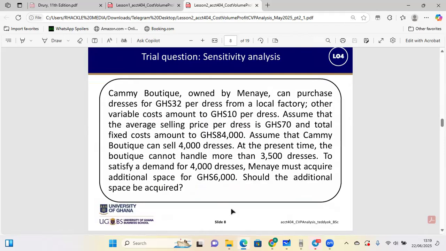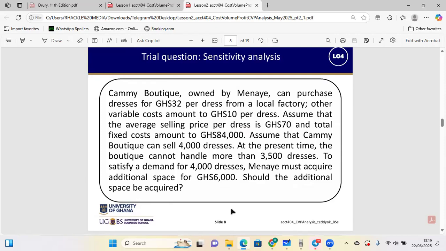Now, this is the next question here, the same question with the same preamble and everything. Now here, what they are saying is to assume that Kami Boutique can sell 4,000 dresses. At the present time, the boutique cannot handle more than 3,500 dresses. To satisfy a demand for 4,000 dresses, Menaya must acquire additional space for 6,000. Should the additional space be acquired?